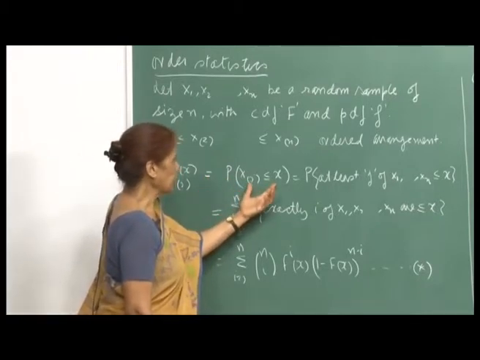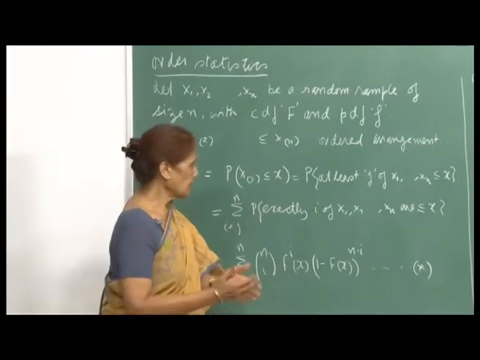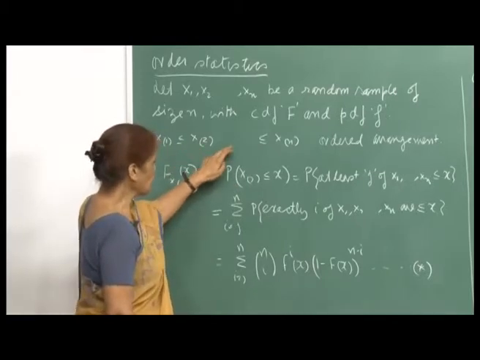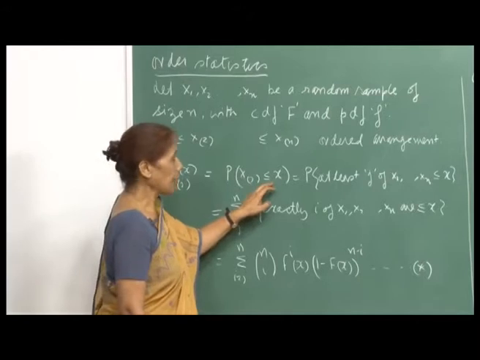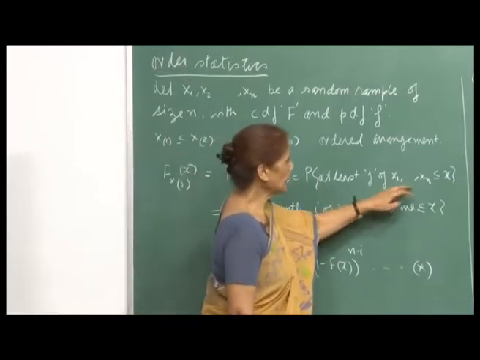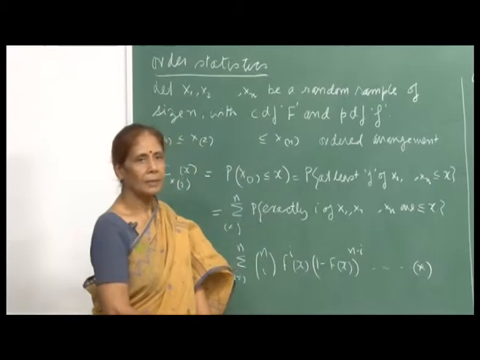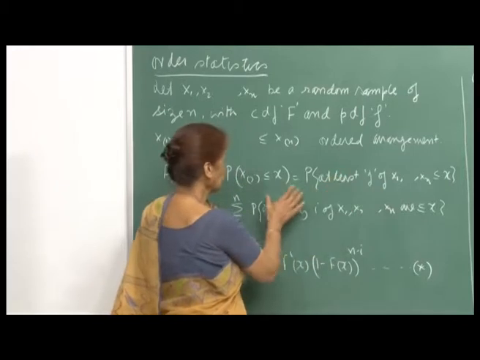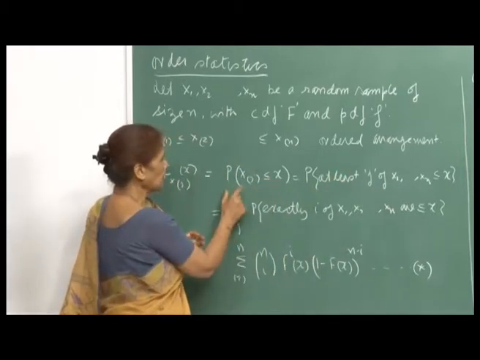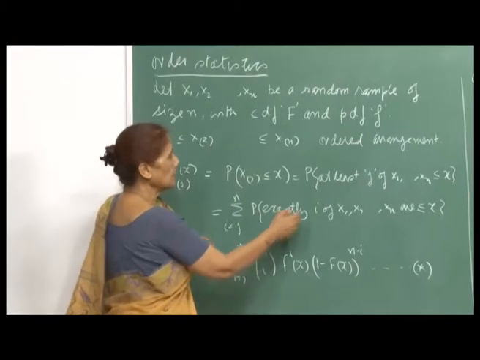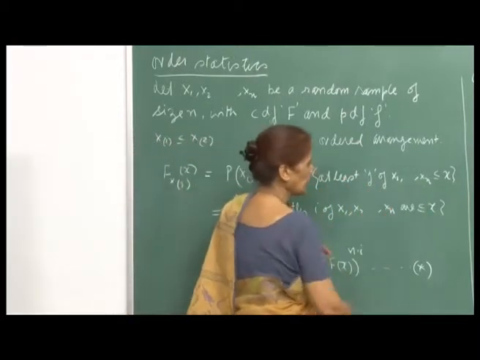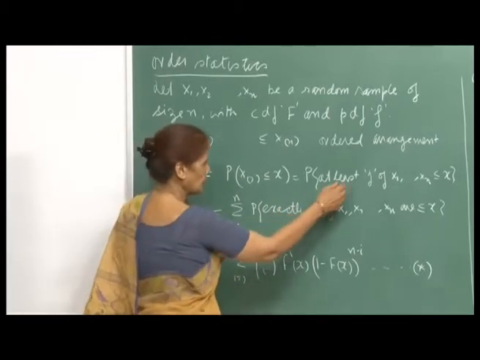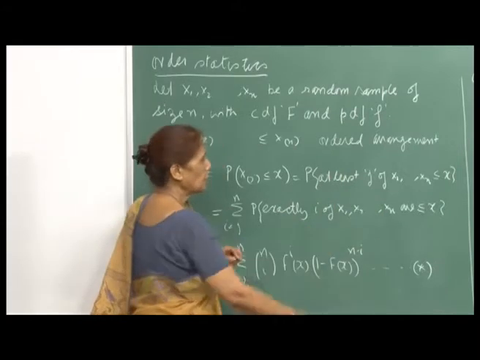And what does this mean? If this is the jth ordered statistic, that means X_1, X_2 up to X_j should all be less than or equal to x at least. So, at least j of the X_1, X_2, ..., X_n should be less than or equal to x. More can be less than x, but since I am computing the probability that X_j is less than or equal to x, at least j of X_1, ..., X_n should be less than or equal to x. So it can be j, j plus 1, j plus 2, which are less than or equal to x.